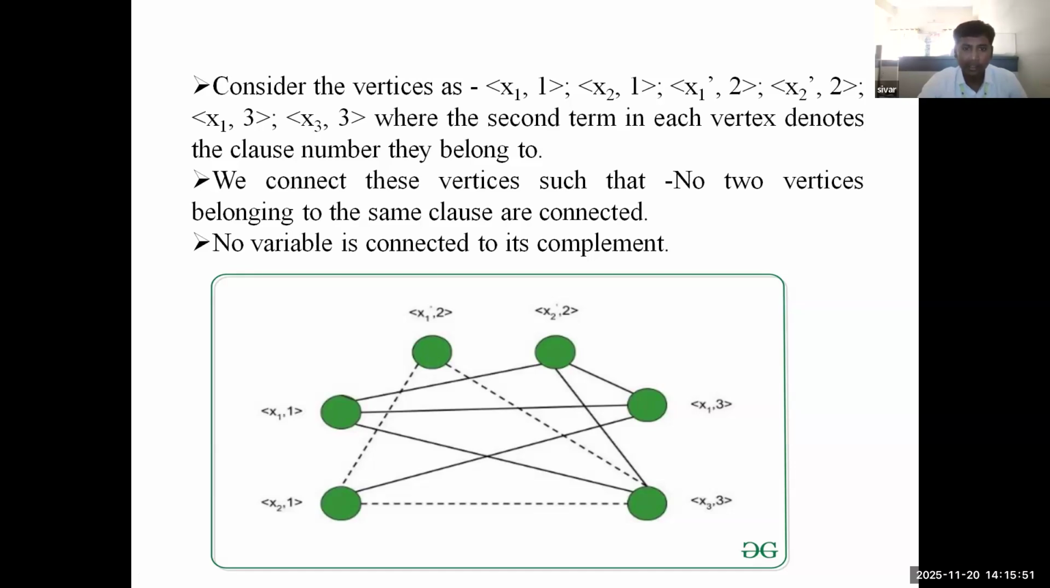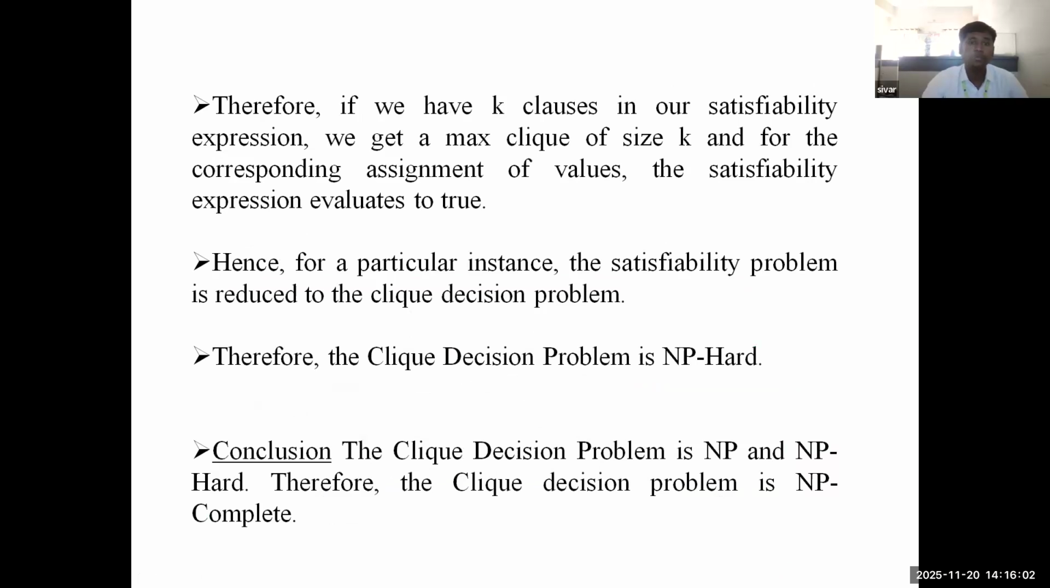Now we are going to check the maximum clique size. In that graph, the maximum clique size is 3, and the number of classes is also 3. So we can prove that the clique decision problem is NP-hard. Therefore, the clique decision problem is also an NP-complete problem.